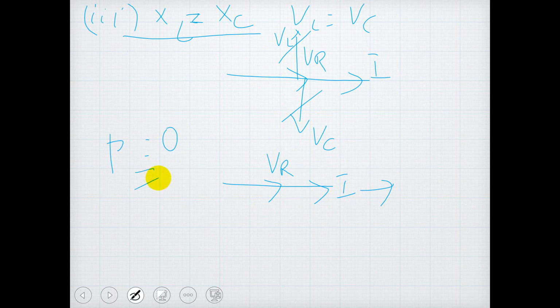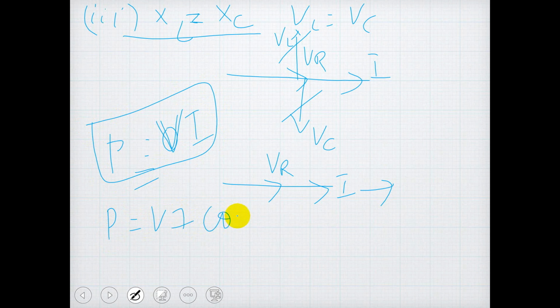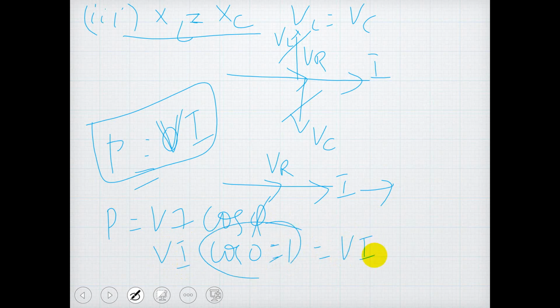Correct? So P is equal to VI cos phi. Phi is 0, so cos phi is 1. So P is equal to VI. So it is not 0. P is equal to VI, because if you apply P is equal to VI cos phi, cos 0 is equal to 1. So VI into cos 0 is equal to 1. So you get P is equal to VI.